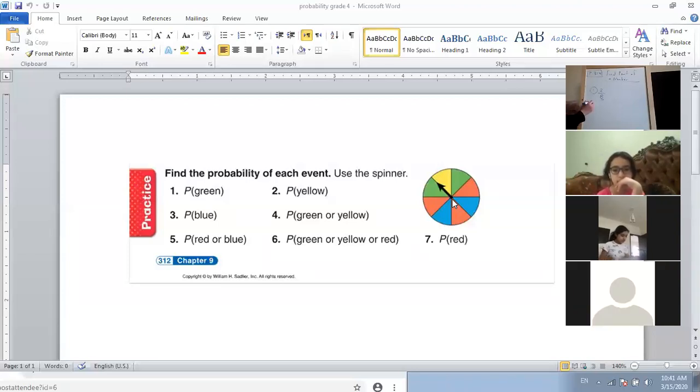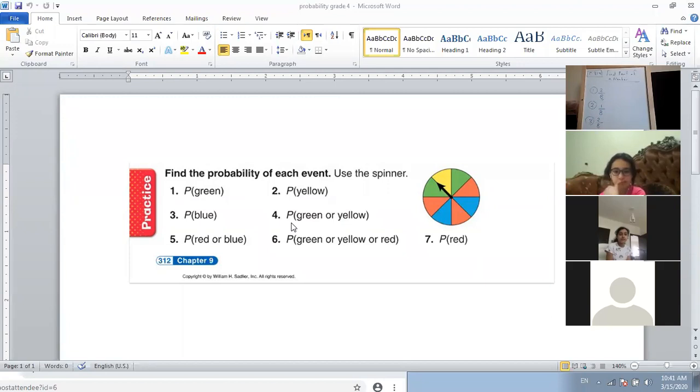Now we are in question number 2. Probability for yellow. How many yellow parts do we have? Only 1. So you have to write 1 out of 8. Number 3. Probability for blue. How many blue parts do we have? Only 2. So 2 out of 8. Okay? This lesson is a revision for you. We took it before.